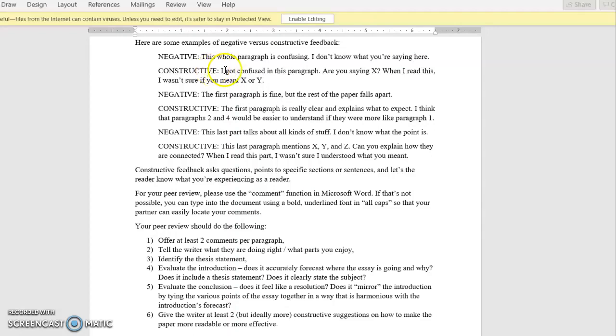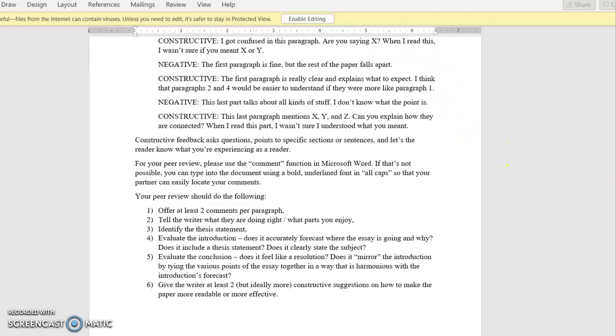And so constructive feedback would look more like, I got confused in this paragraph. Are you saying X, right? I wasn't sure if you meant X or Y. Give them a much more specific understanding of what's confusing, why it's confusing, and what it leads you to think you're maybe trying to say, so that they can see what's actually on the paper.